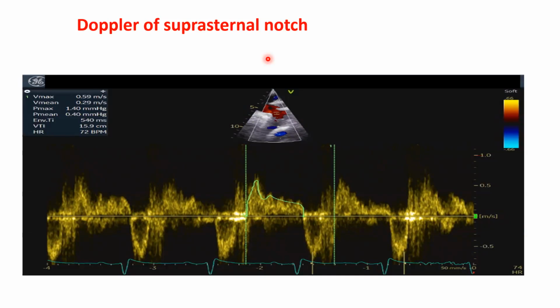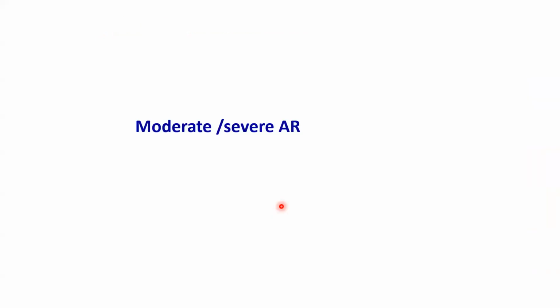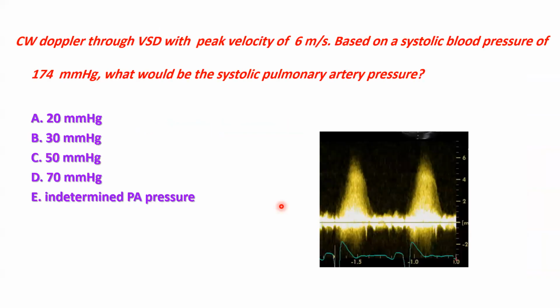This also shows the Doppler from the suprasternal notch, where we can see the transverse arch and the proximal part of the descending aorta. Here, in the descending aorta, they are putting the pulse wave Doppler signal, and the signal shows forward flow during systole. But during diastole, there is a reversal of flow from the proximal part of the descending aorta, which indicates moderate or severe aortic regurgitation.